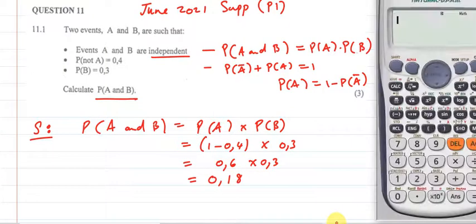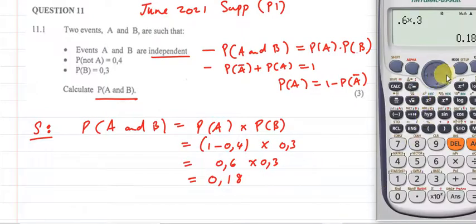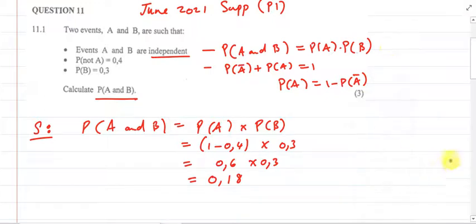So let us calculate this. 0.6 times 0.3. We are getting 0.18, which is correct. You can also write it with a decimal point or decimal comma like this. It's the same thing, which is 0.18.